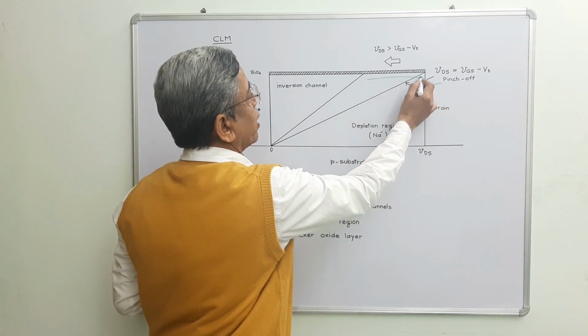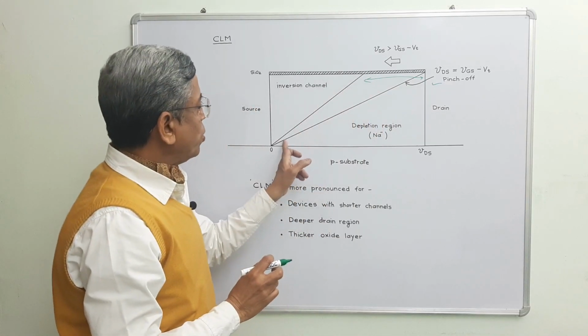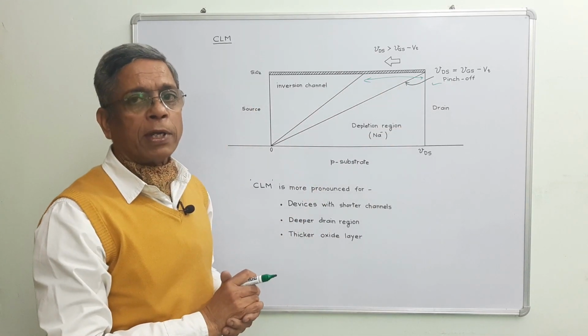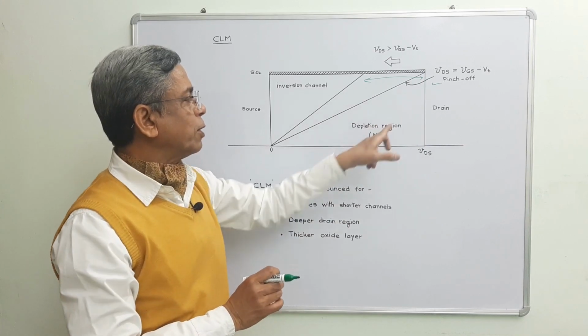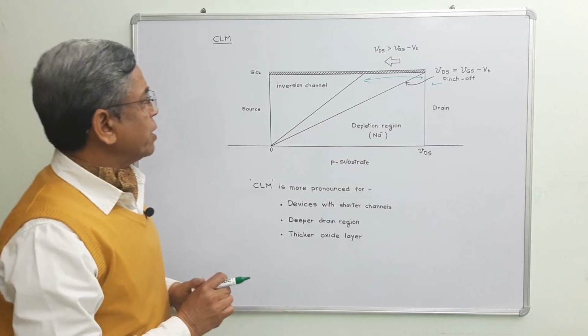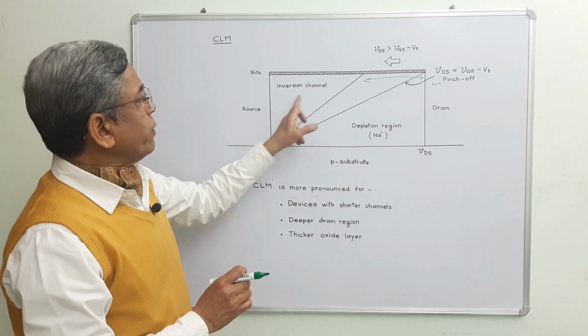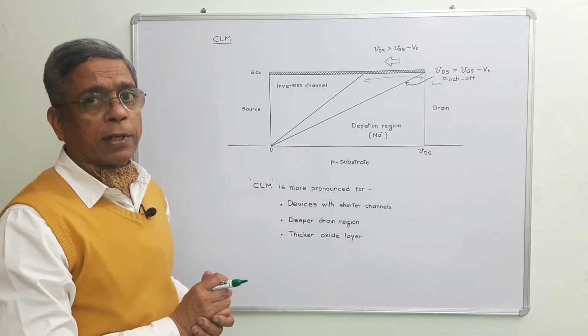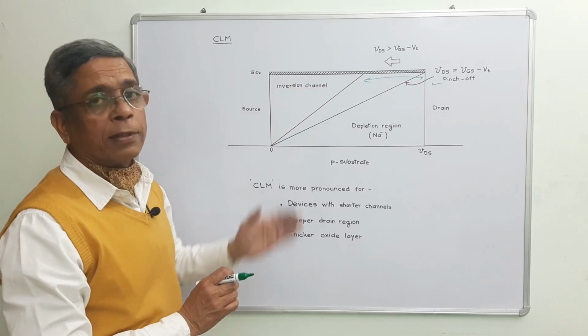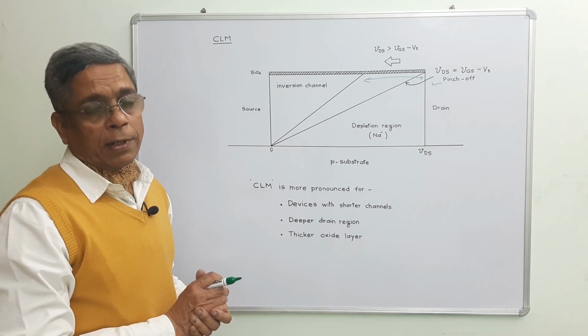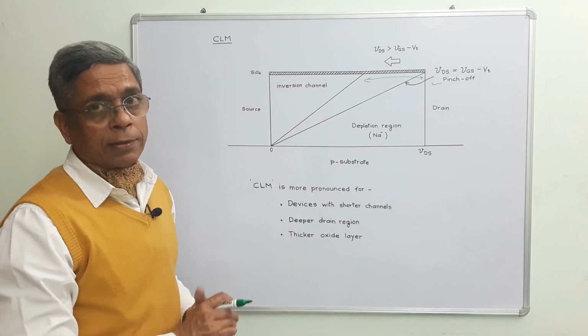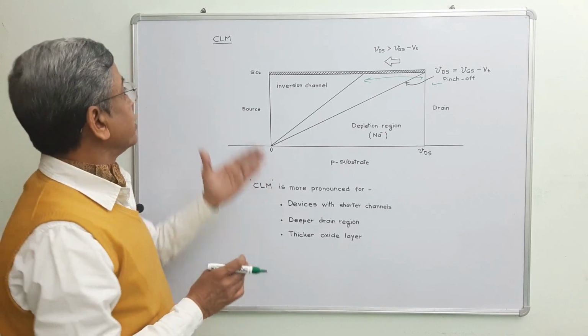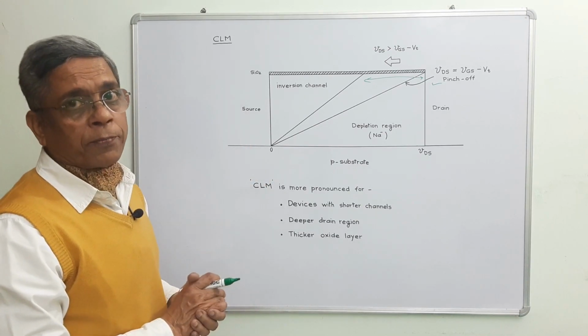This is the gap, and the whole region is populated by immobile acceptor ions. This region is called the depletion region. When the length of the inversion channel decreases, that means overall its resistance also decreases. Naturally, current must increase, and this is the meaning of this effect, channel length modulation.